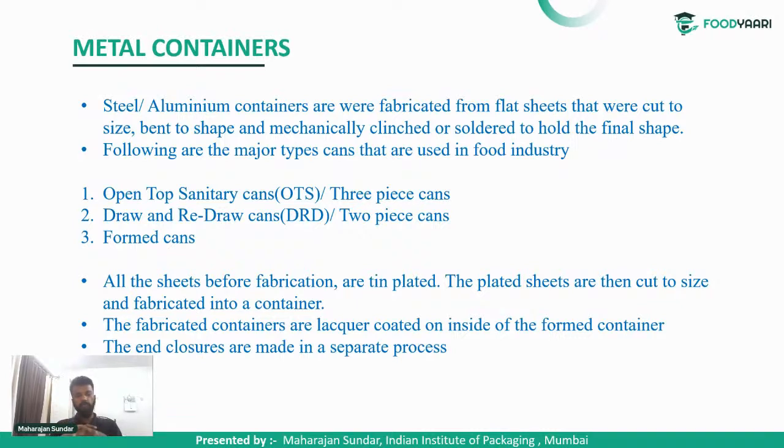All the sheets before fabrication are tin plated. The plated sheets are then cut into size and fabricated into a container by using various mechanical actions. The fabricated containers are lacquer coated from the inside of the formed container. The end closures are made in a separate process.